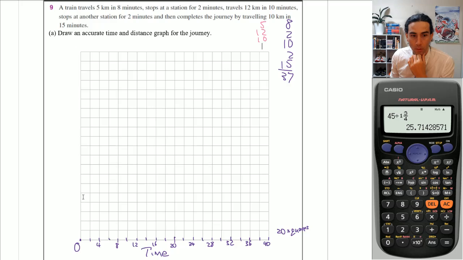1, 2, 3, 4, 5, 6, 7, 8, 9, 10, 11, 12, 13, 14, 15, 16, 17, 18, 19, 20. 20 squares as well. So we got 20 squares here, and we're only going 40, how many Ks? 27. But we'll still do the same thing. We'll still do every 2 Ks. So 2.